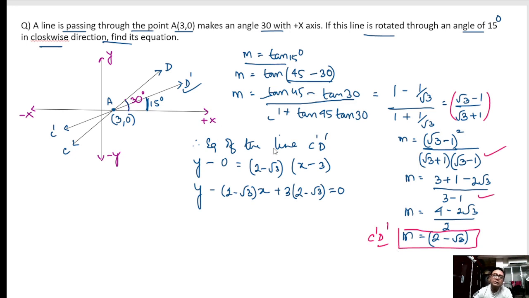Now the equation of the line C'D', I need a coordinate. So the line is passing through (3, 0). So y minus y1 is m into x minus x1. Solving it, we get this is the equation of the line C'D'. Okay, this is that equation.